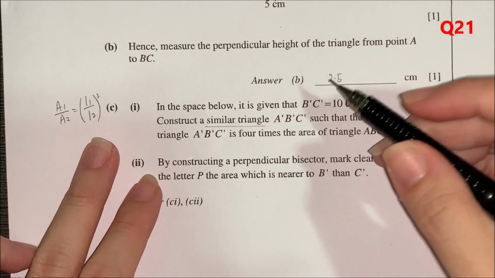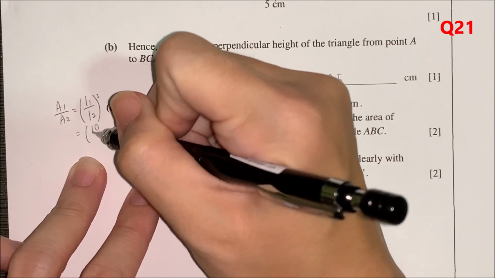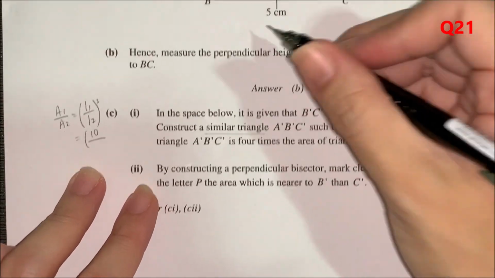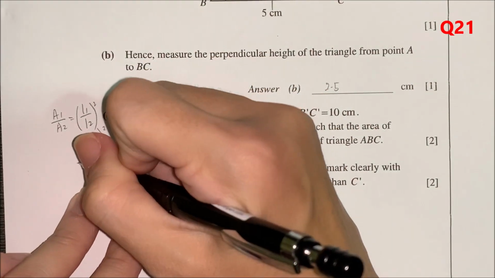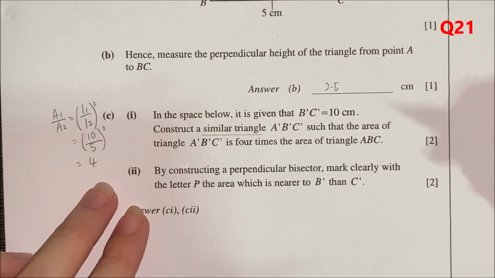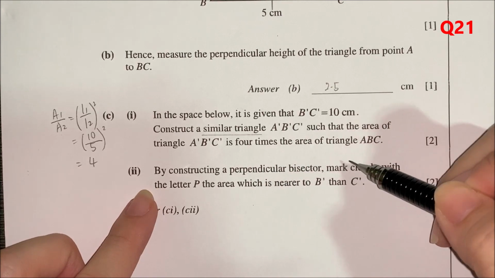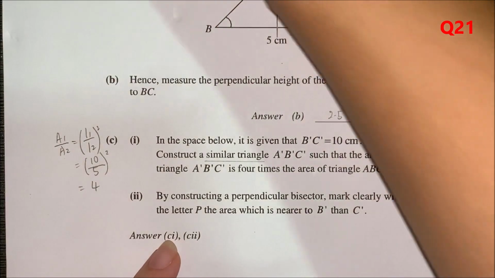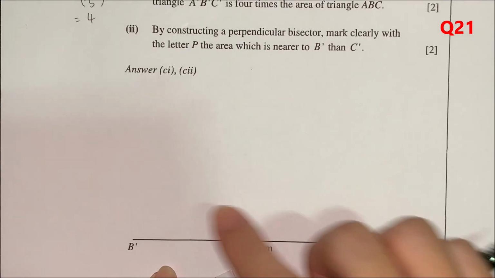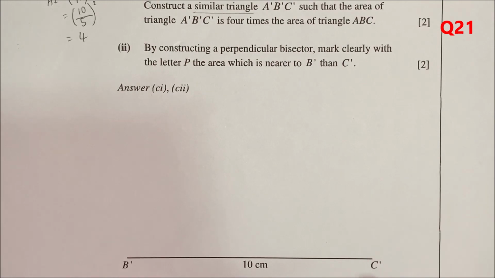So you can see that you are given that B prime C prime is 10 centimeters. The length of BC, originally here, you have 5 centimeters. And if you square the ratio, this is 4. In other words, this triangle A prime B prime C prime is 4 times the area of triangle ABC. So for the next triangle at the bottom, I've already given you the length B prime C prime, which is 10 centimeters. So the other two lengths that you're going to draw are twice in length.